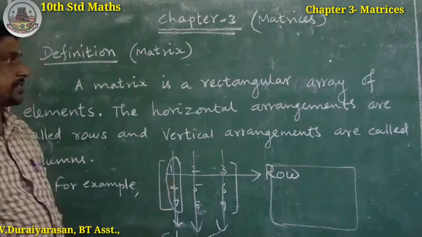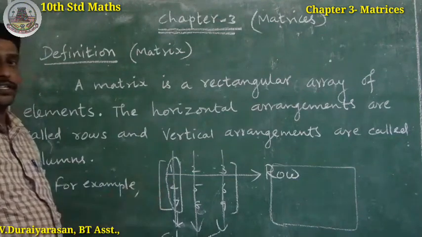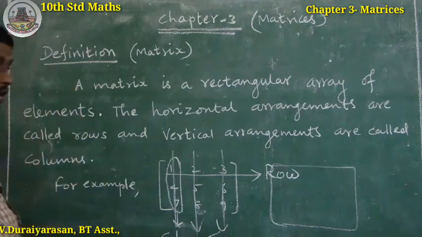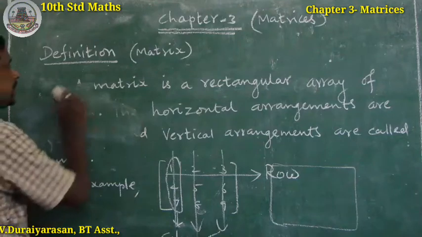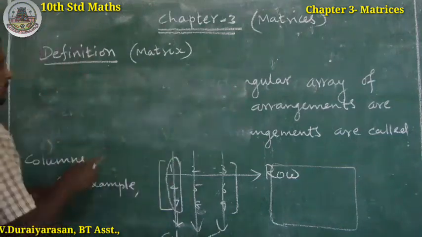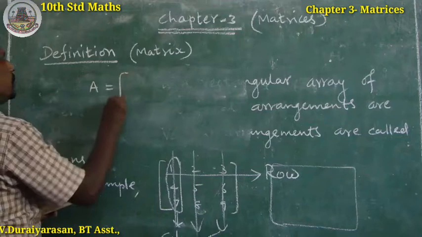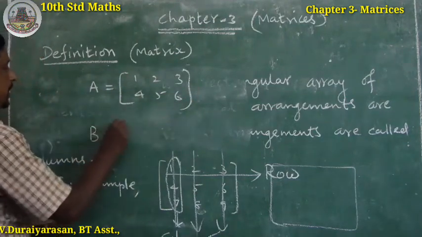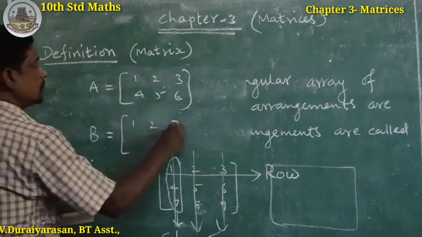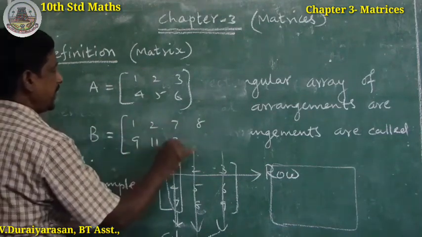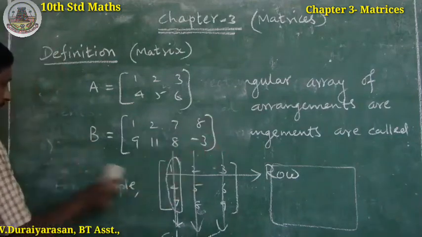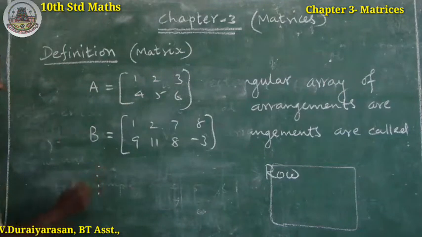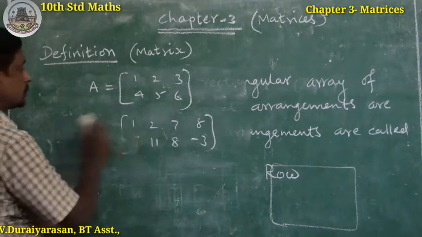Okay. A matrix is always denoted by capital letters only. A is equal to 1, 2, 3, 4, 5, 6. Capital B is equal to 1, 2, 7, 8, 9, 11, 8, minus 3. A matrix is only denoted by capital letters. Okay. Next.